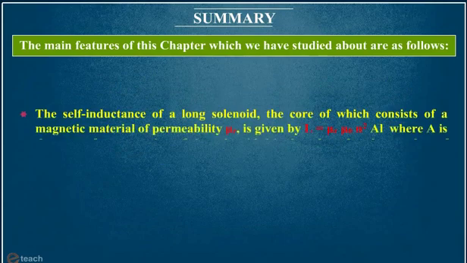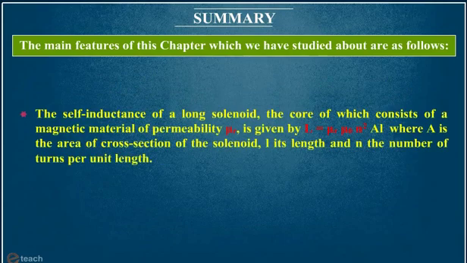The self-inductance of a long solenoid, the core of which consists of a magnetic material of permeability mu r, is given by L equals mu r into mu naught into n square AL, where A is the area of cross section of the solenoid and L is its length. Here n is the number of turns per unit length.